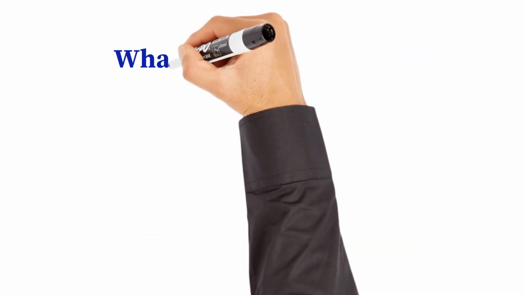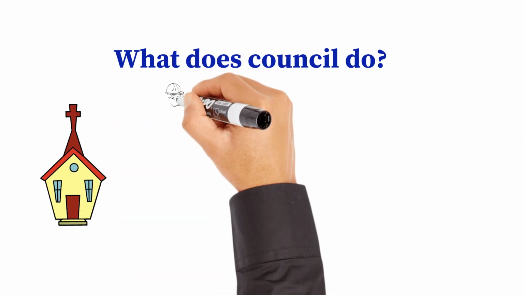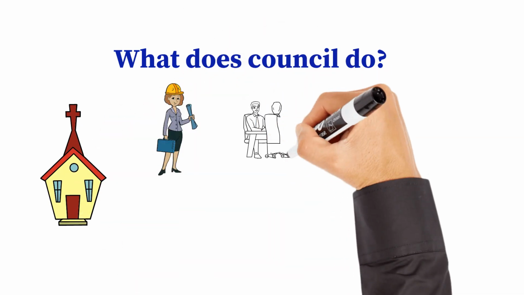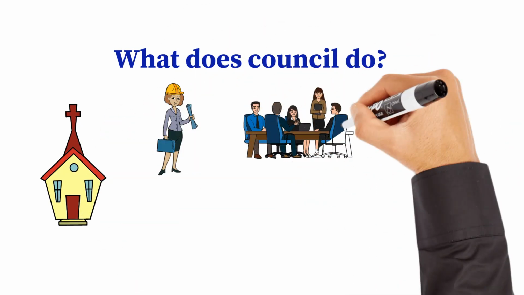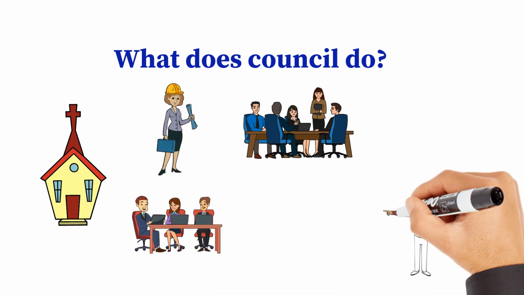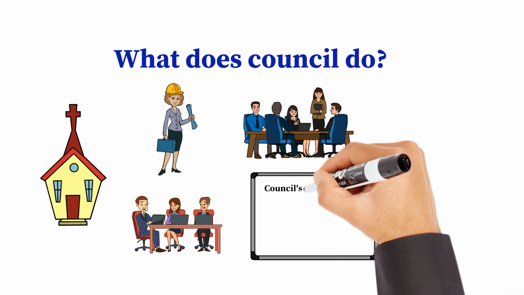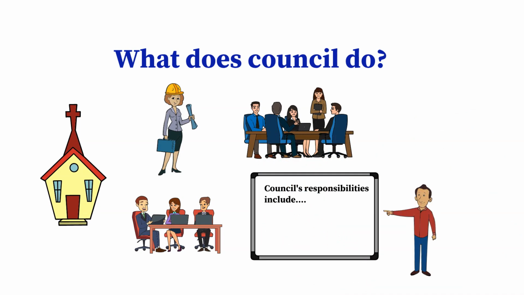The other big question is, what does council do? In simple terms, council runs the church. They are the board of directors responsible for the leadership and vitality of the church. Council is responsible for setting policy and making decisions in a way that is consistent with our vision and mission statements and objectives. The Constitution includes a number of specifics, and I'm going to highlight just a few of them in this video.